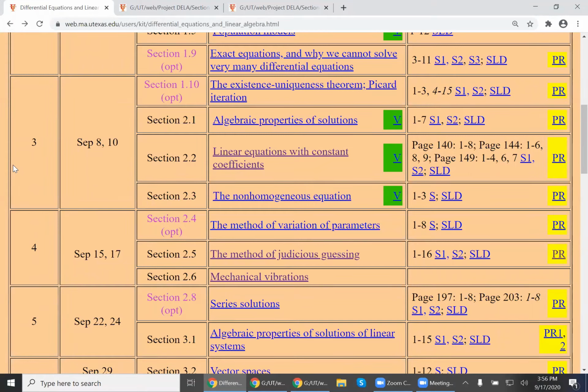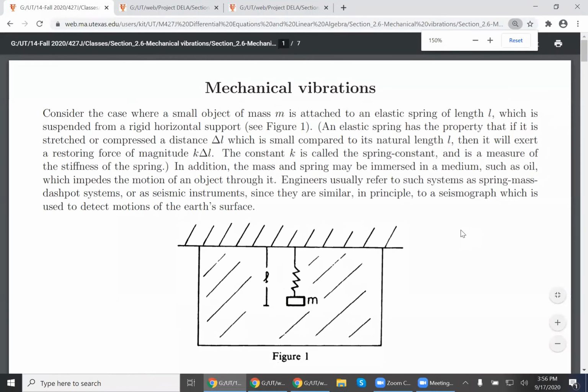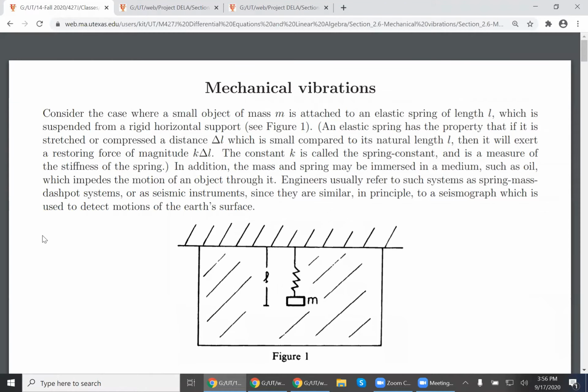Section 2.6, mechanical vibrations. In this section, we are talking about applications of theory that we discussed.